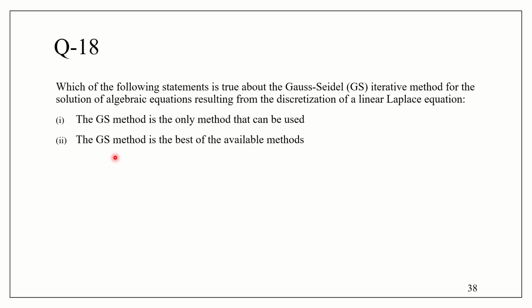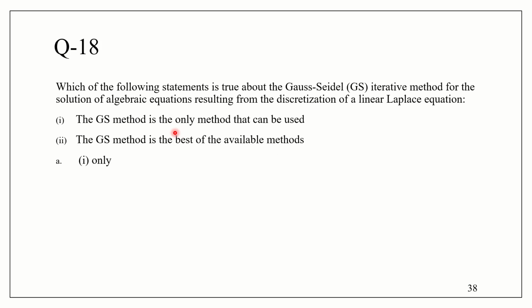Option 2 mentions that the Gauss-Seidel method is the best of the available methods. That also cannot be said, because many other methods are there, and it is not the best of the available methods. There are other better methods also available from the numerical techniques. So it all comes down to what we require in that particular problem. So both the statements are false.